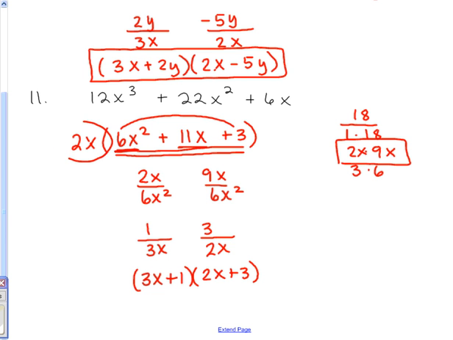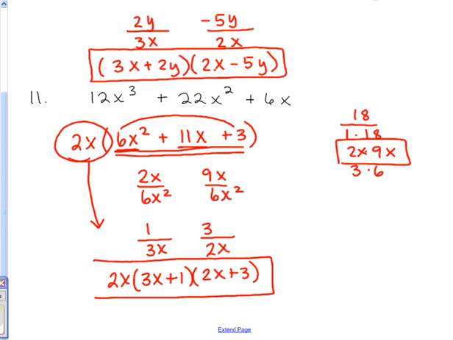And then don't forget about your GCF. Okay, so my final answer, my complete answer would be 2x times 3x plus 1 times 2x plus 3. Okay, like I said at the beginning of these videos, this is just one method that's used for factoring. Okay, you may have seen others before, but to me, this is just the easiest way that will work for any trinomial that you have.